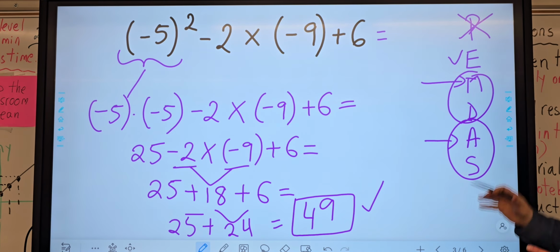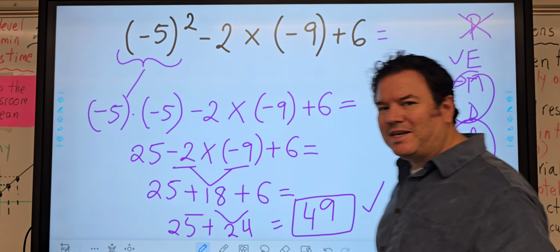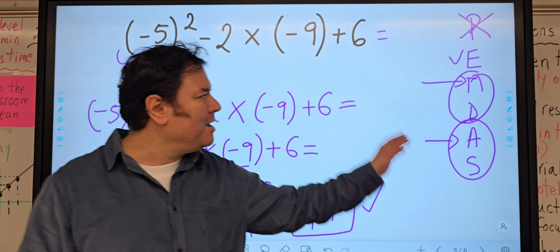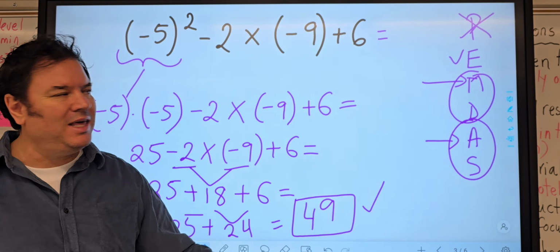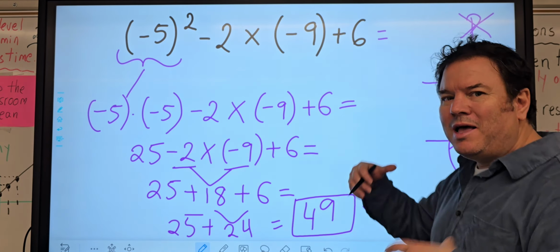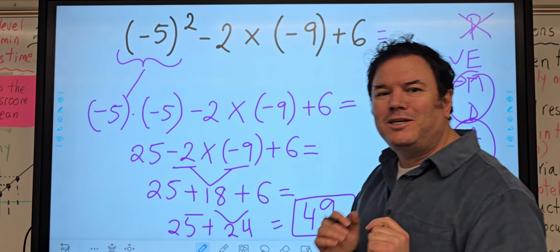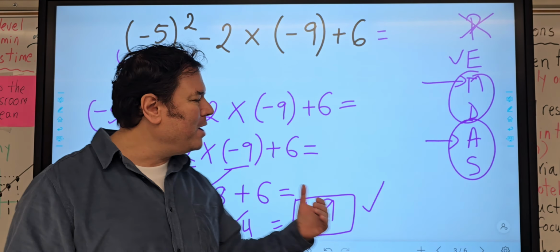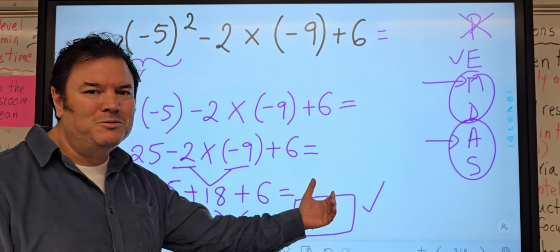Okay? Again, please remember the order of operations and use the acronym PEMDAS. Please excuse my dear Aunt Sally. And remember, if multiplication and division are next to each other, and addition and subtraction are next to each other, the rule is we are going from left to right.